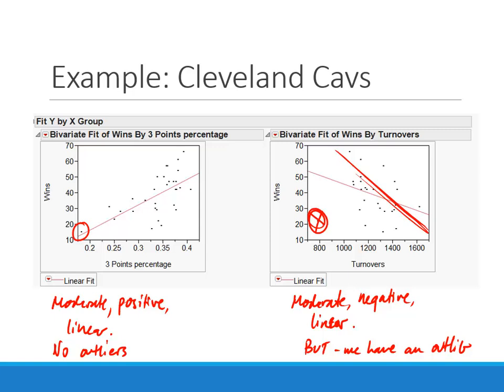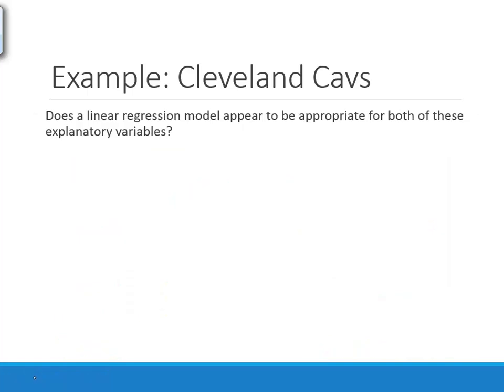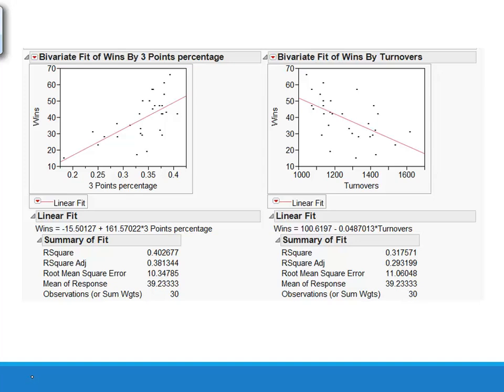If there's some reason you can find that causes you to throw that out, then you should absolutely throw it out. On the other hand, there may be a reason that point was low. Maybe there's something going on there that is important to look at in this model. So if you have an outlier, take a look at it and see if that has any information for you. So does a linear regression model appear to be appropriate? I would say yes.